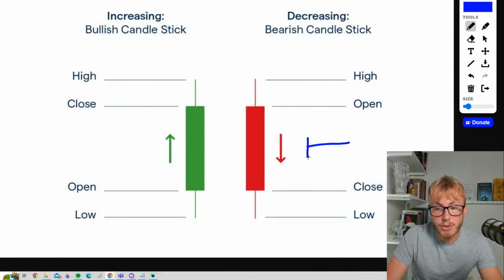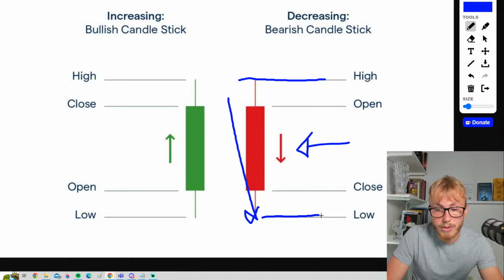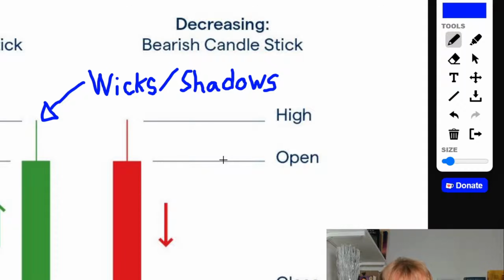The opposite is true for the red candle. During the day, the price actually reached a point all the way up here, but the price fell all the way down to a lowest point down here, but the session or the day closed at this point. These thin lines are called either wicks or shadows.